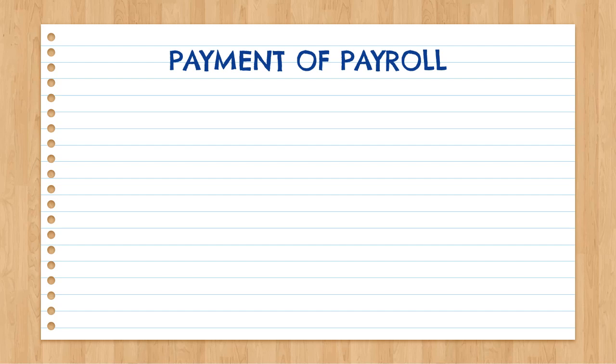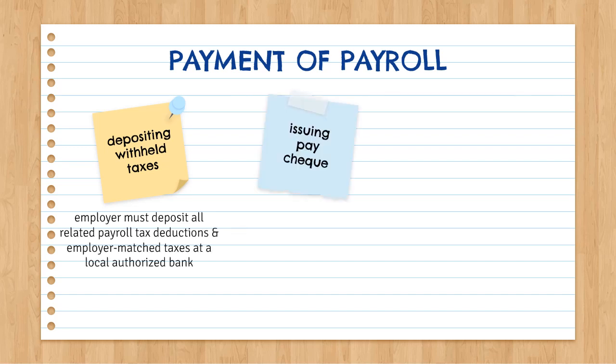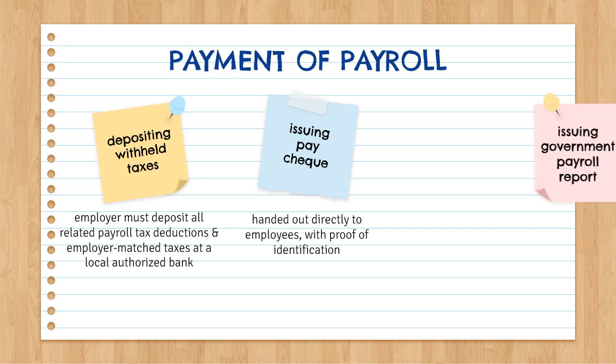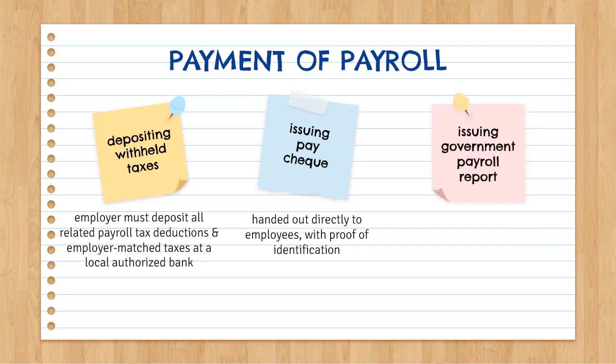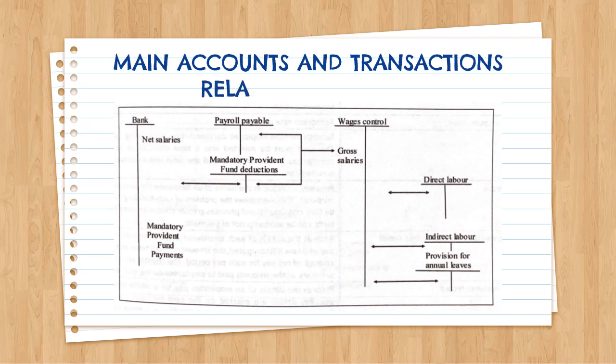And the last one is payment of payroll. First, depositing withheld taxes. Employers must deposit all related payroll tax deductions and employer match taxes at a local authorized bank. Second, issuing paychecks, handed out directly to employees with proof of identification. And third, issuing government payroll reports. The government requires general payroll-related reports at regular intervals. As you can see, these are the main accounts and transactions related to payroll.